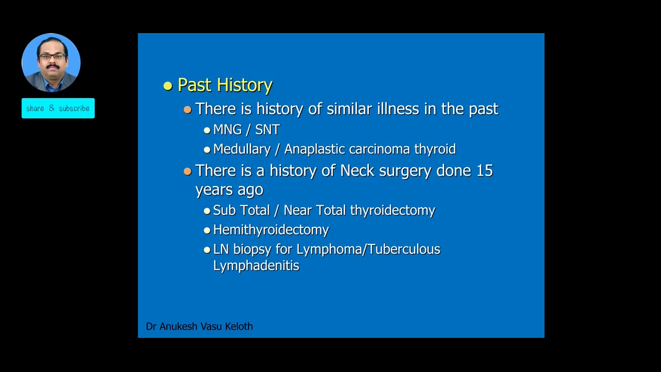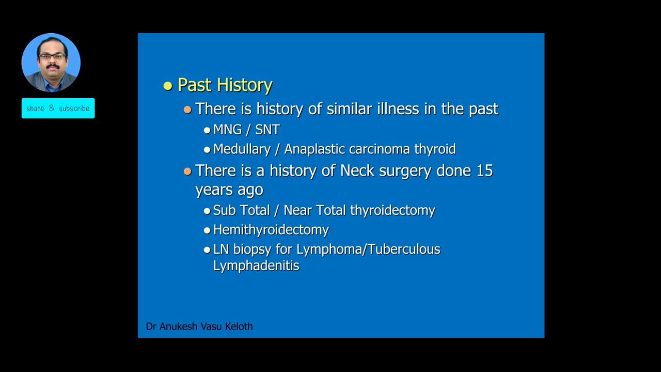Whether there was a history of a similar illness in the past. Yes, a patient can have a thyroid swelling 20 years ago, undergo a surgery 15 years ago, and now again present with another swelling of 10 years duration. So a multinodular goiter or a solitary nodule thyroid, or in some cases even a medullary carcinoma or anaplastic carcinoma in whom they did a surgery, can actually have a recurrence. Medullary carcinoma has a recurrence rate of near 50%, anaplastic carcinoma much more, maybe 80% or more. Since it's a relatively rare condition, it has a very high chance for recurrence.